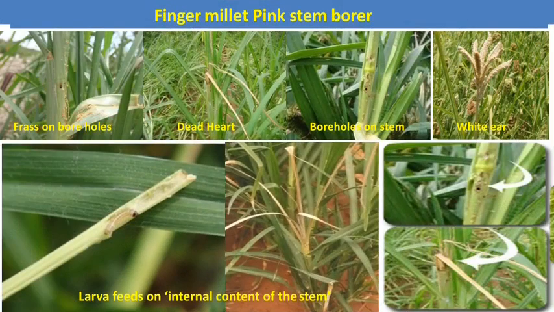Then the next crop is finger millet, and the pest is the pink stem borer. In case of finger millet, this is the major pest. The larvae of this pink stem borer enter into the main shoots causing dead heart symptoms, and we can also see frass on the bore holes. The bore holes on the stem are easily visible in the infested fields, and the larva feeds on the inner content, causing dead hearts.